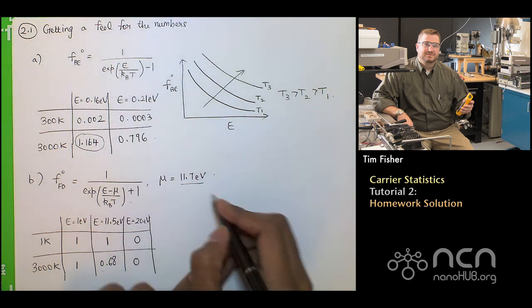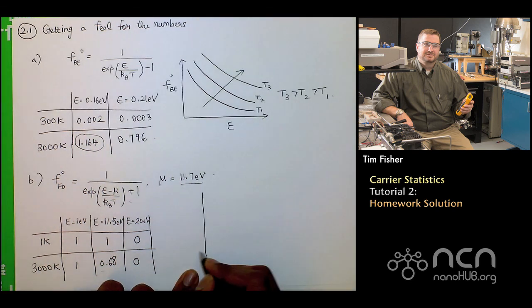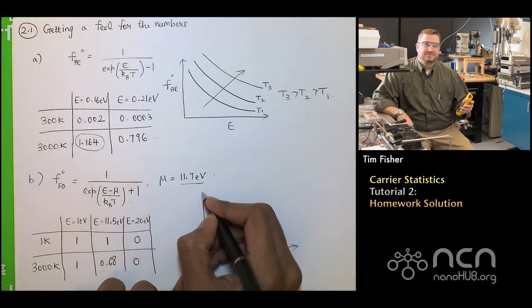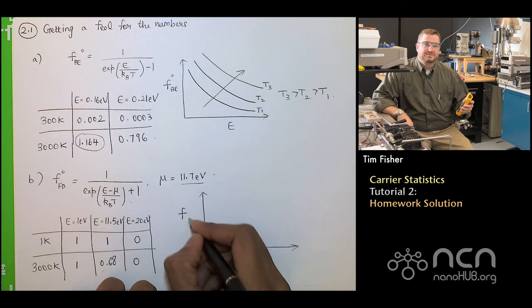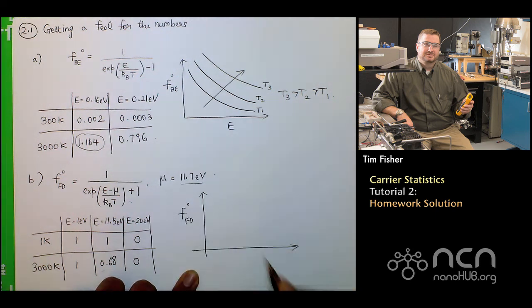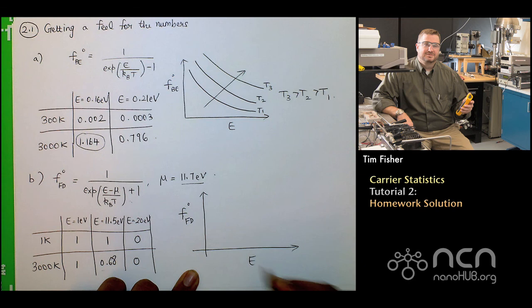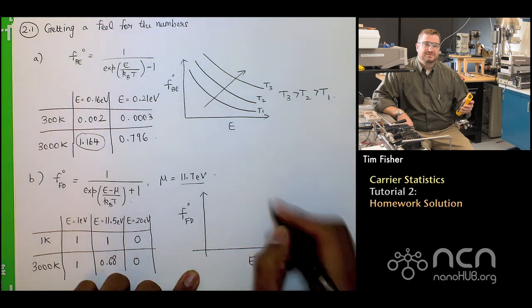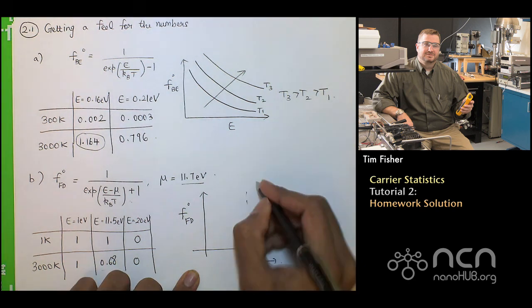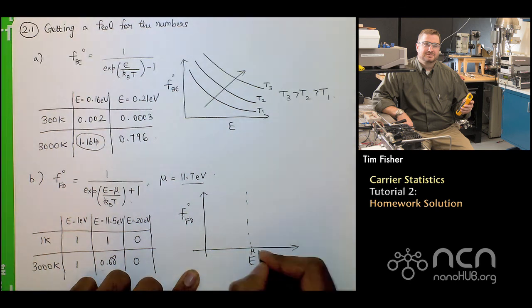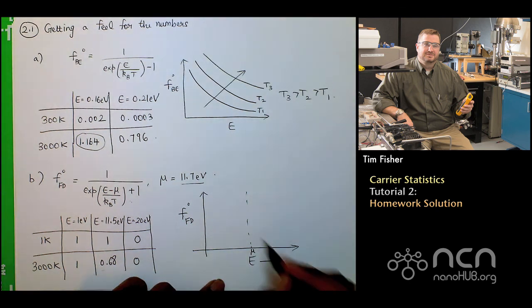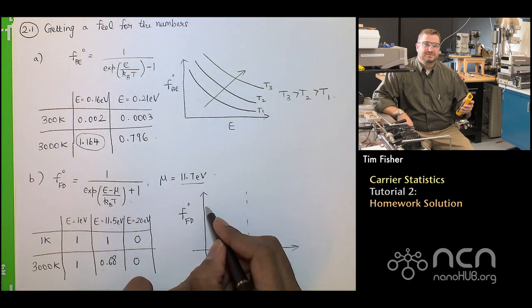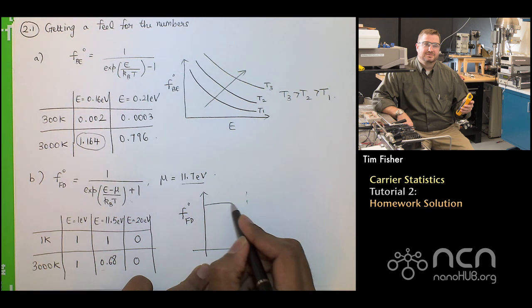Also, just to get a graphical feel for this, we can plot the Fermi-Dirac distribution function as a function of energy, and we mark the electrochemical potential here, mu. So this graph basically looks something like this.